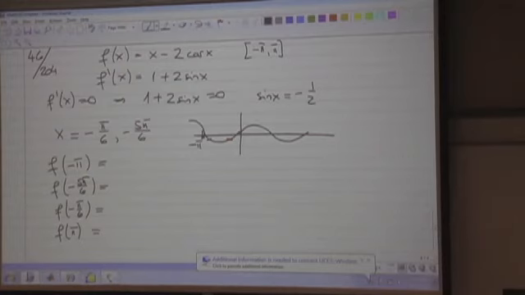I'll give you a hint, f of pi is the largest. Minus 5 pi over 6 is the smallest? I don't know. I didn't actually look at them. Cosine of negative 5 pi over 6 is negative, right? So, need I do anything else?